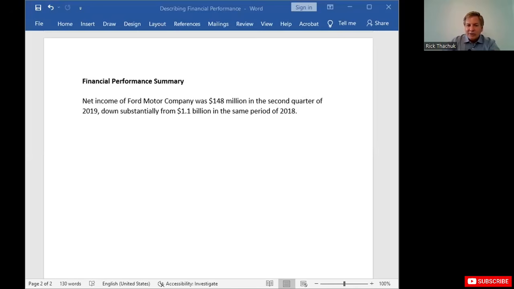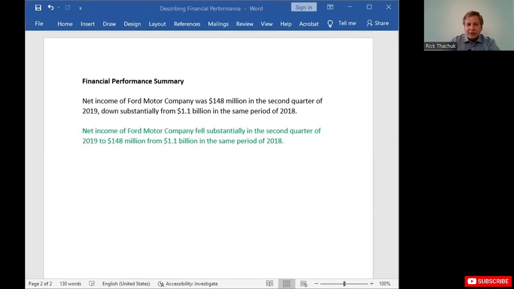Let me just show you a different way that this sentence can be written, just for variety. You could say this: Net income of Ford Motor Company fell substantially in the second quarter of 2019 to 148 million US dollars from 1.1 billion US dollars in the same period of 2018. It's the same content. I just reorganized things a little bit. I find that if you put the dollar values in the two periods fairly close together in the sentence, then it is easier for people to remember the prior value when you're mentioning the recent value. All right, so that's the first thing done.